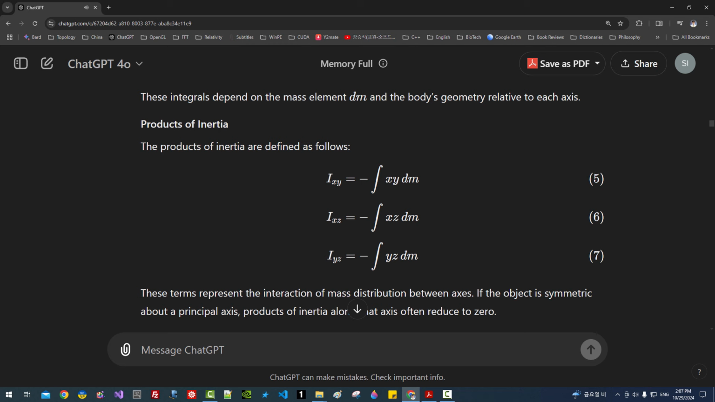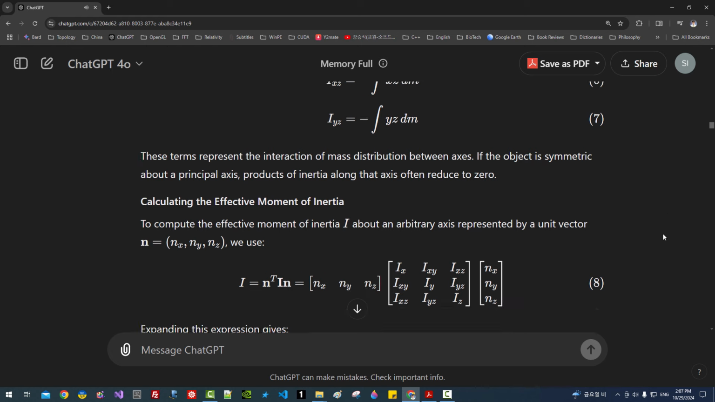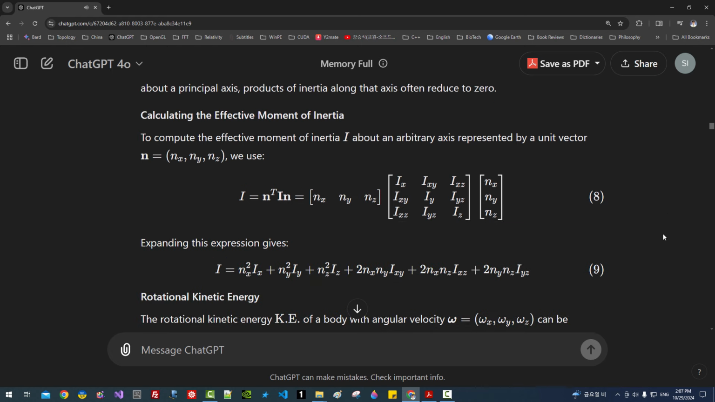Ixz equals ∫xz dm, Iyz equals ∫yz dm, tag 7. These terms represent the interaction of mass distribution between axes. If the object is symmetric about a principal axis, products of inertia along that axis often reduce to 0, simplifying the calculation of the effective moment of inertia.